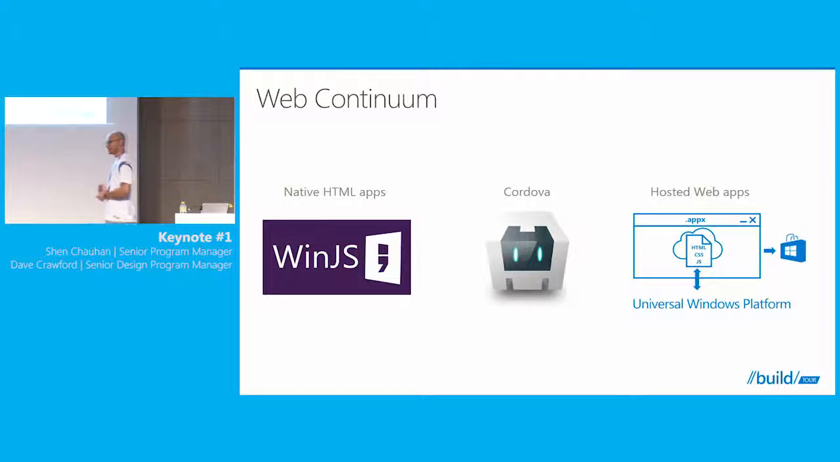We're heavily invested in the web, and there are 3 main ways you can build a Universal Windows package at the moment. There is the native HTML using WinJS. There's Cordova for packaged apps. I think most of you probably will know more about that. And then we have the hosted web apps. This is something new that we're delivering in Windows 10, and we'll discuss that later on during the day. But this allows you to take your existing website and apply it to the store and build an app very quickly.